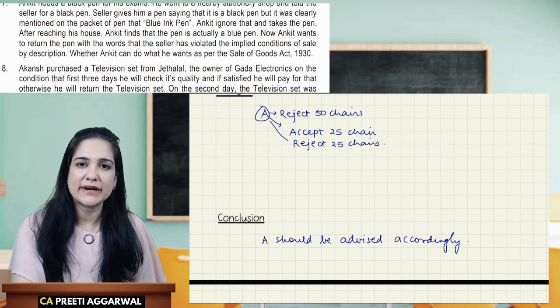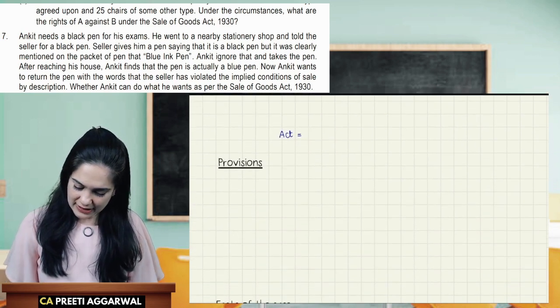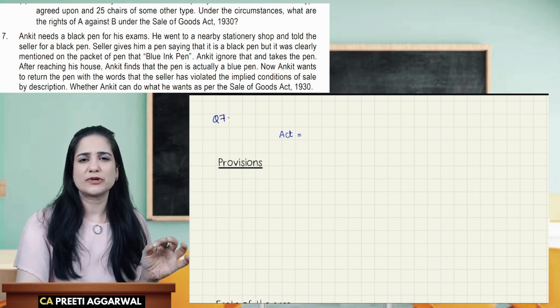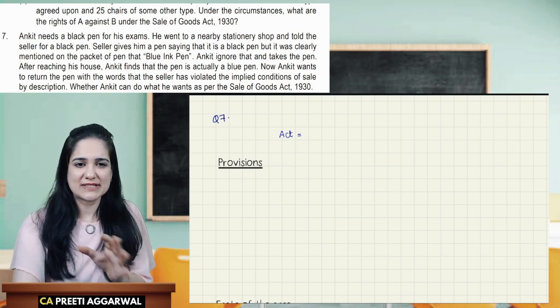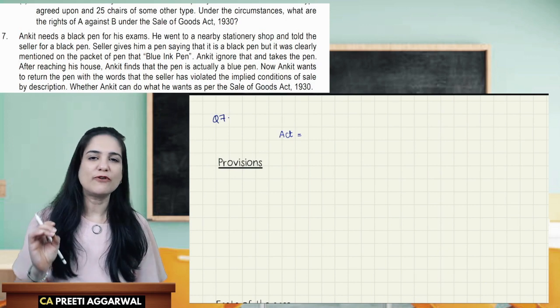I hope now you are getting a hang of it. Yes, you are able to understand. Okay. Next, this is now question 7. Ankit, very interesting question. This is the first time that ICAI has asked such a type of question. Very interesting question. Ankit needs a black pen for his exam.